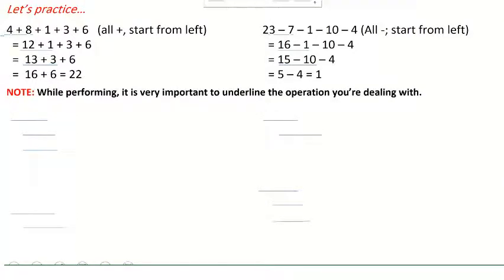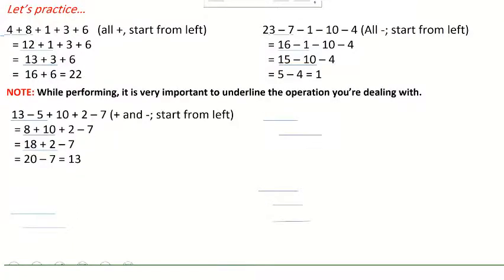Now, what if I have addition and subtraction? You know that addition and subtraction are of the same power. Same power means they do the same thing. So we start from left to right, as if I have all of them addition or all of them subtraction.